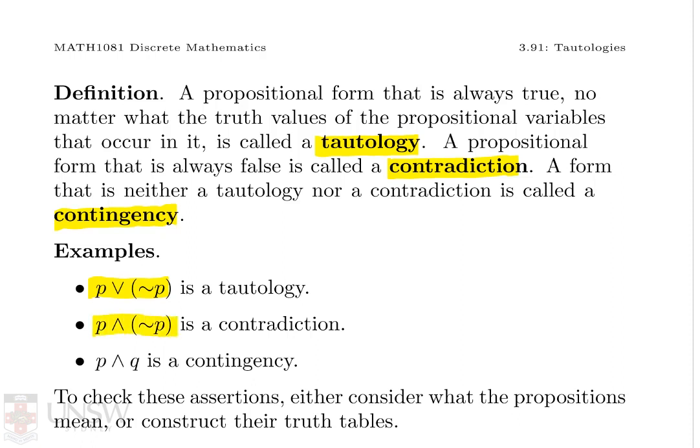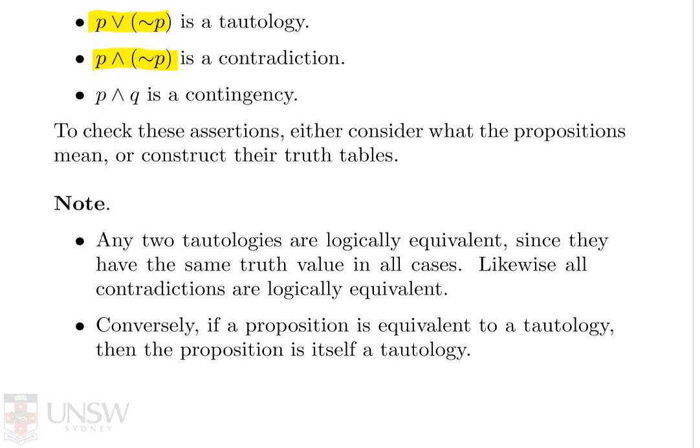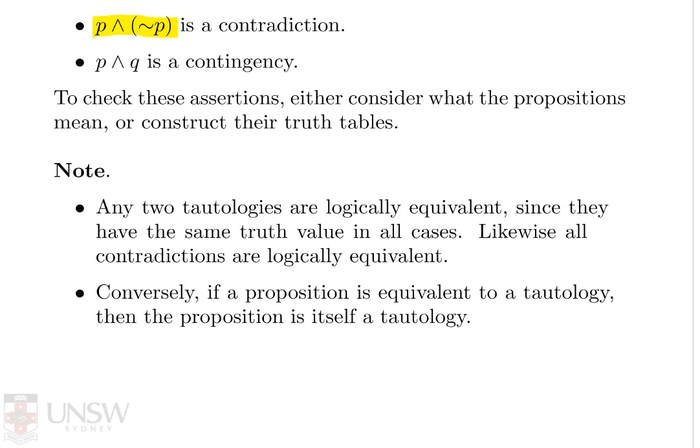Second example, P and not P. So we're saying that P, a single specific statement, is simultaneously true and false. Now that's clearly impossible. So no matter whether P is true or false, this combined statement, P and not P, is got to be false, and it's therefore a contradiction. A couple of comments about these. Any two tautologies are logically equivalent. They have the same truth value in all cases, namely, always true. Similarly, all contradictions are logically equivalent, because given any two contradictions, they have the same truth value in all cases, namely, both false in all cases. Conversely, if a proposition is equivalent to a tautology, then it is itself a tautology.